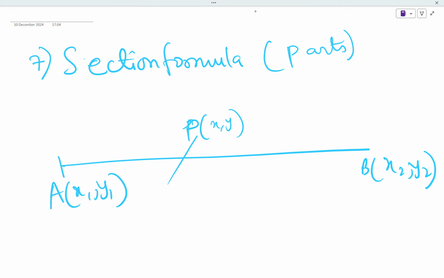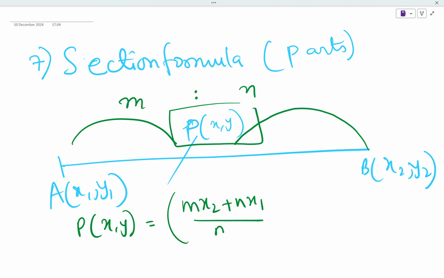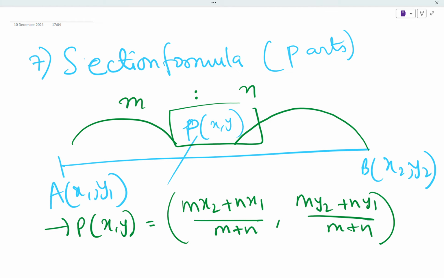Let's see. So P is my point at which this intersection is occurring. So P is x comma y, and it's given in the question by your examiner that this point P divides the line in the ratio of m is to n, meaning this part is m and this part is n. So the formula for finding out this value of P where this intersection is occurring is given by (mx2 plus nx1) divided by (m plus n), (my2 plus ny1) divided by (m plus n). So using this formula you can find out the value of this P.